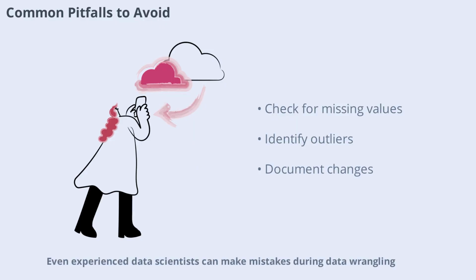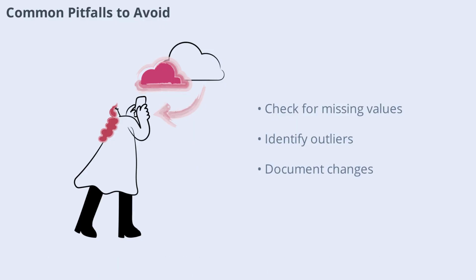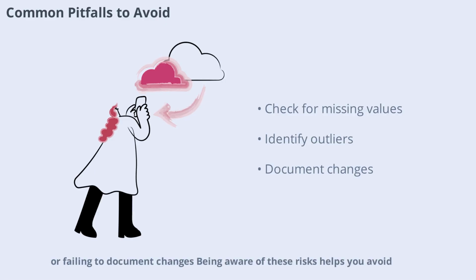Even experienced data scientists can make mistakes during data wrangling. Common pitfalls include overlooking missing values, ignoring outliers, or failing to document changes. Being aware of these risks helps you avoid them and maintain high data quality throughout your project.